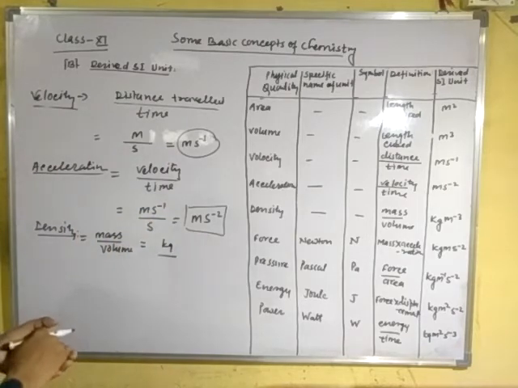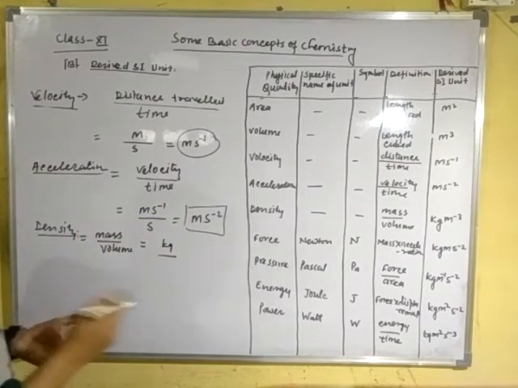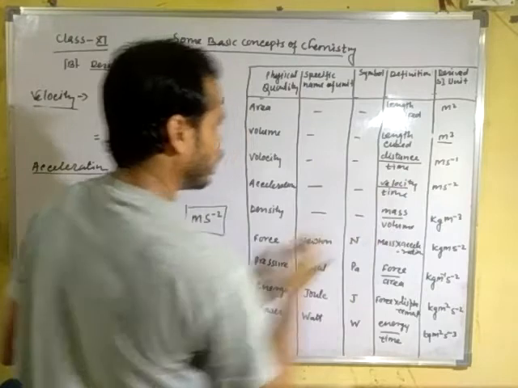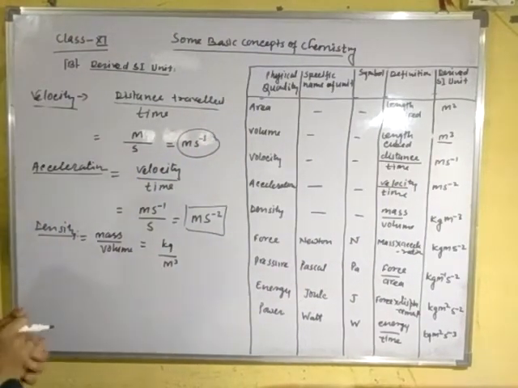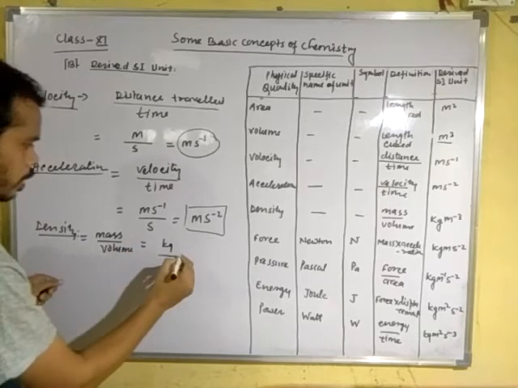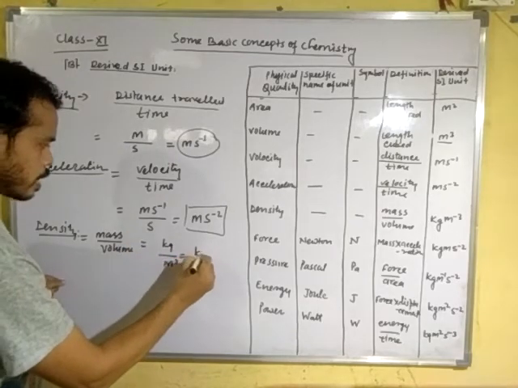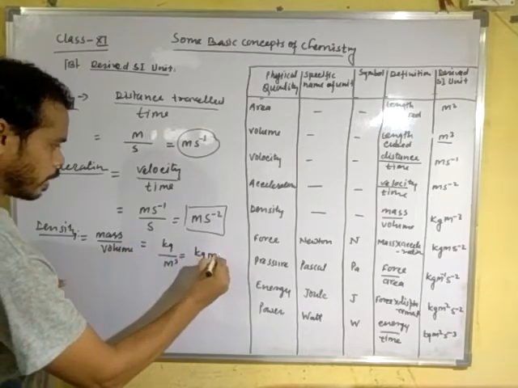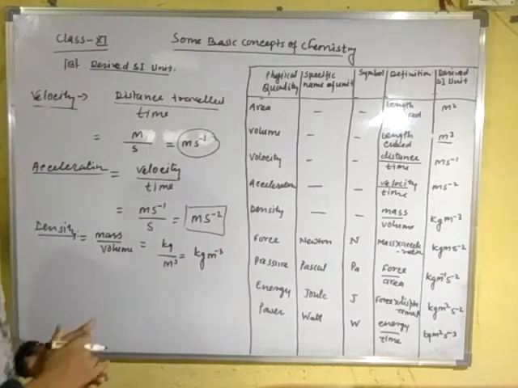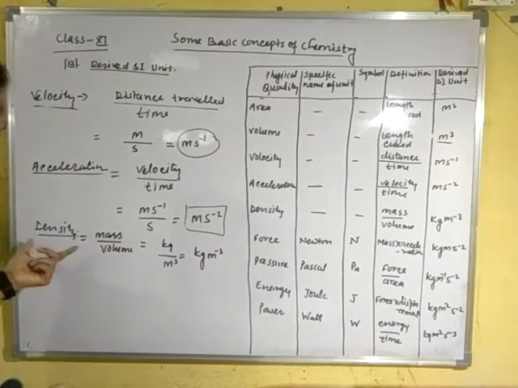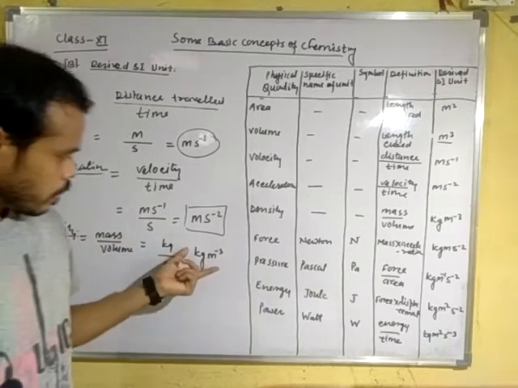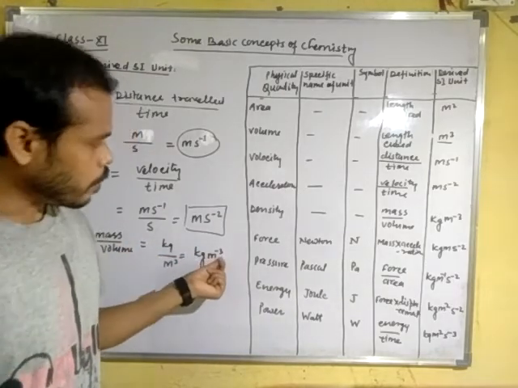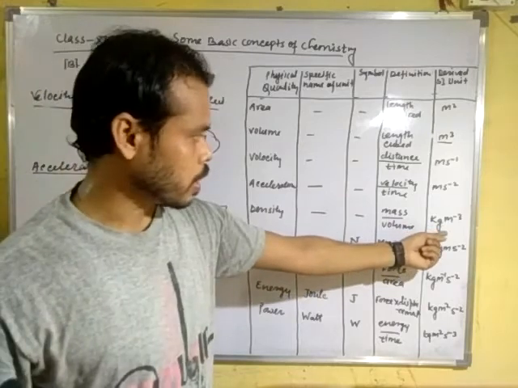Already we have found that the unit of volume is meter cube, length cube. That means you can write kilogram meter power minus 3. That means the derived SI unit of density is kilogram meter power minus 3. You can see here.